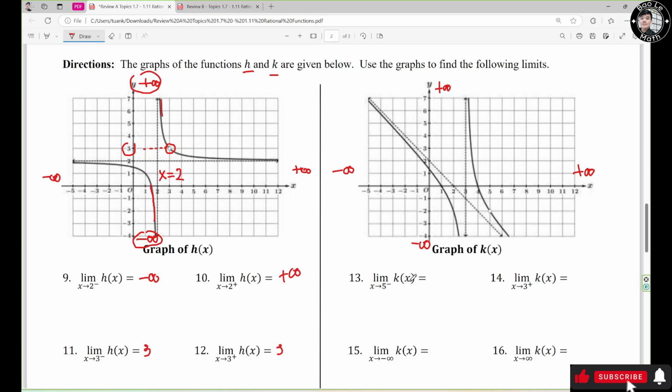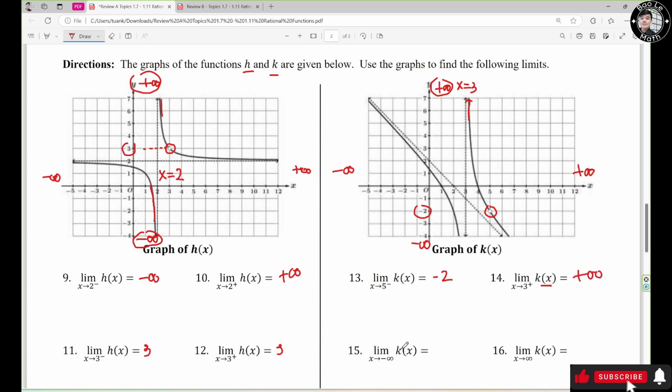Now, the limit of the function k of s when s approaches 5 minus, right? 5 minus is going to be right here, the hole right here, on the left of the hole. It's going to be negative 2. Now, the limit of the function k of s when s approaches 3 plus. 3 means the vertical asymptote right here, s equals 3. 3 plus means on the right of the vertical asymptote, this part right here. The function approaches positive infinity.